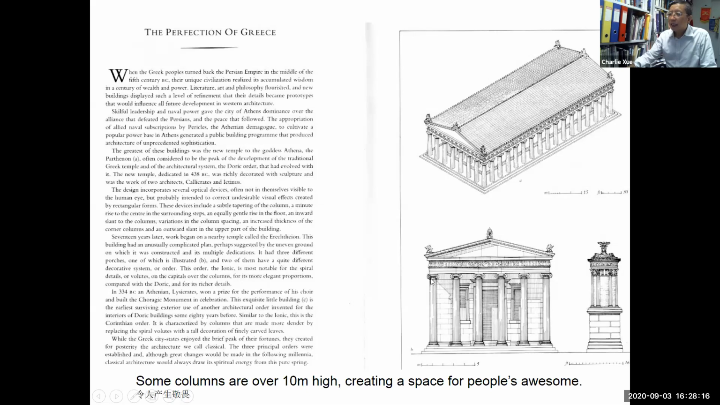These columns are over 10 meters, so the buildings are very high, because people will say this temple is the house of the god and goddess, and we make it high. We make it high so ordinary people will feel awe. That is the function of a religious building. It is different from your house. It is a huge size, and lets you feel great respect for this god.